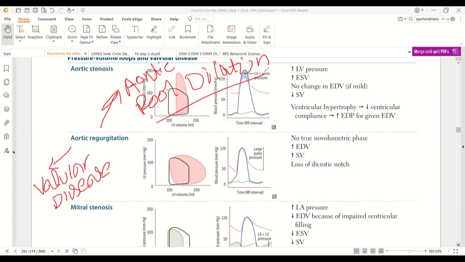So if it is due to aortic root dilation, you will hear it at the right upper sternal border. If it is due to valvular disease, you will hear it at the left upper sternal border. Right? This sometimes becomes confusing for students.